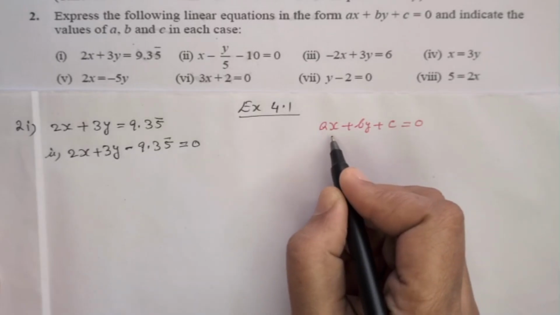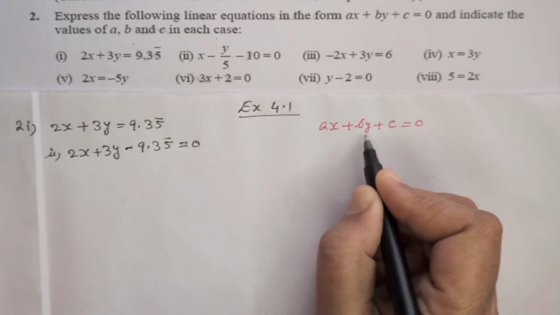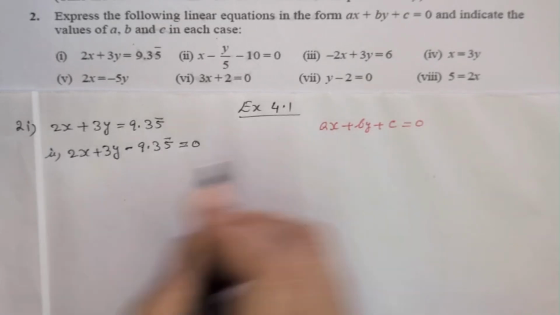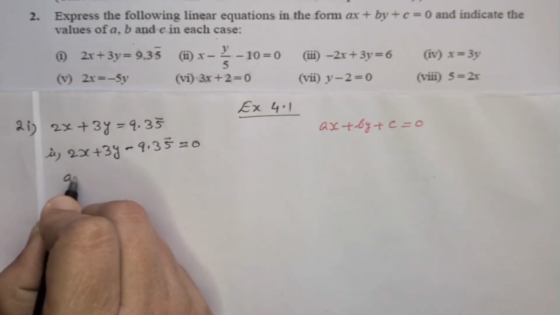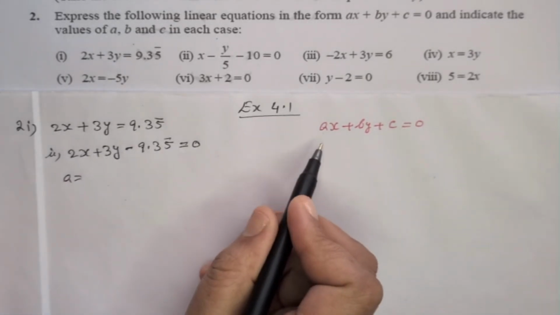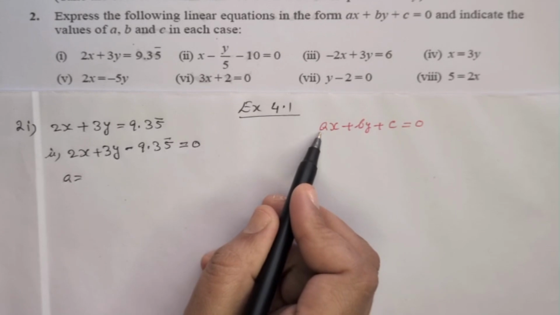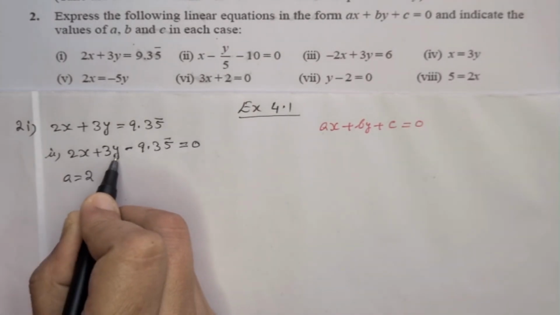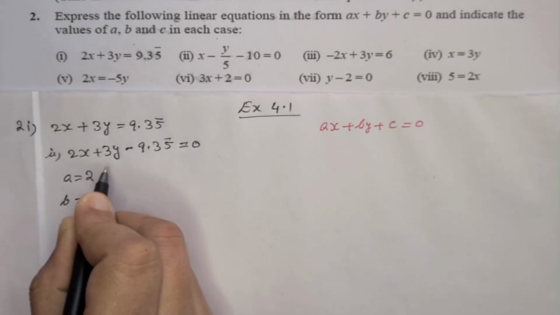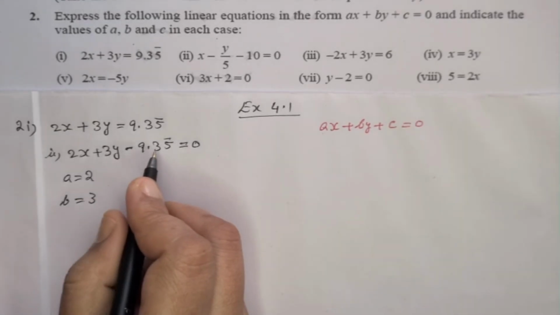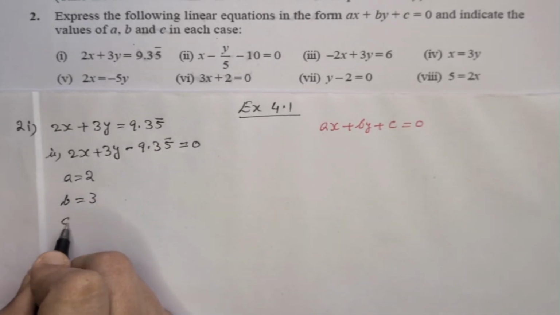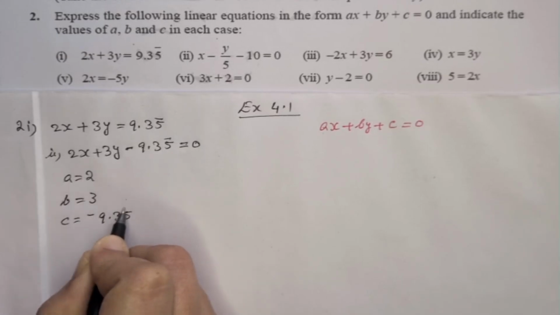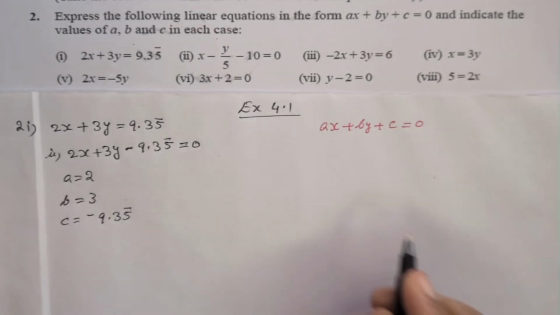Now the same format, ax plus by plus c is equal to 0. Then when we are comparing these two, we can write a is equal to the coefficient of x. Here that is 2, coefficient of y is 3, and the coefficient of the constant c is equal to minus 9.35 bar. This is the first one.